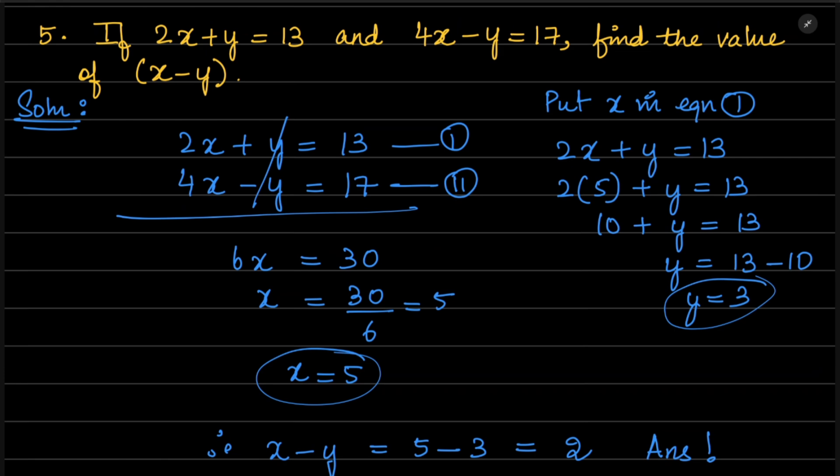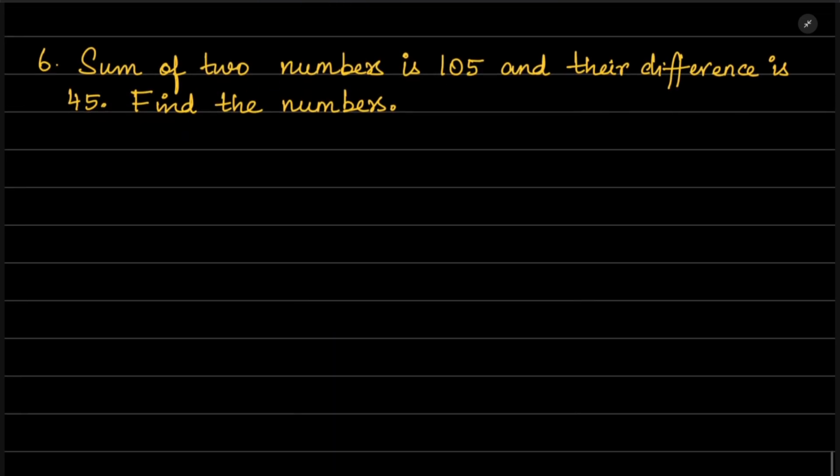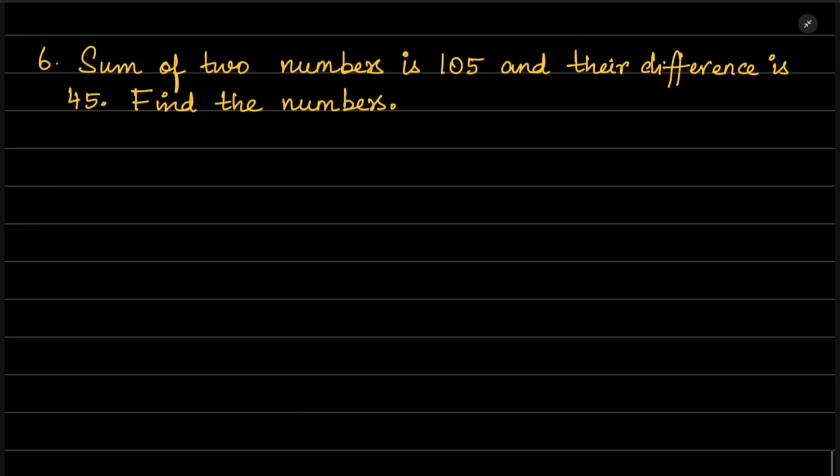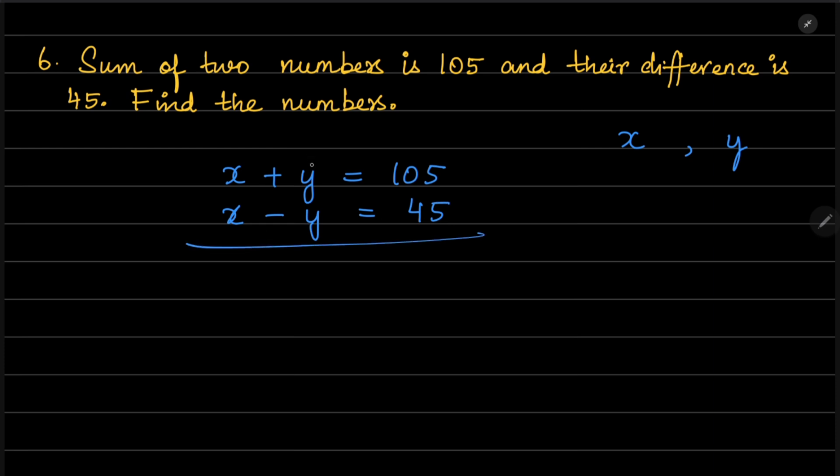Now, let's move on to the last question of today. Sum of two numbers is 105 and the difference is 45. Find the numbers. Again, very, very easy. Let the two numbers be x and y. So, your sum x plus y is 105. x minus y equal to 45. Just add the two equations. Plus y minus y gets cancelled. So, 2x equal to 250.